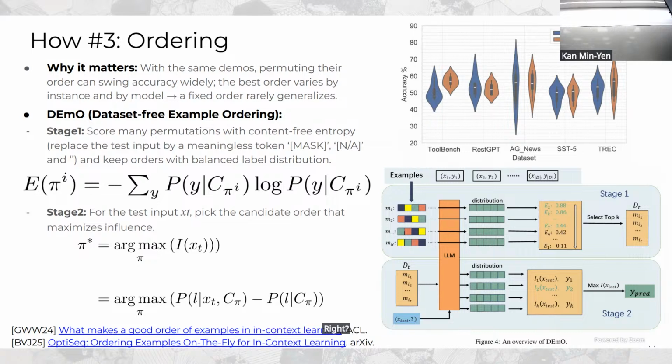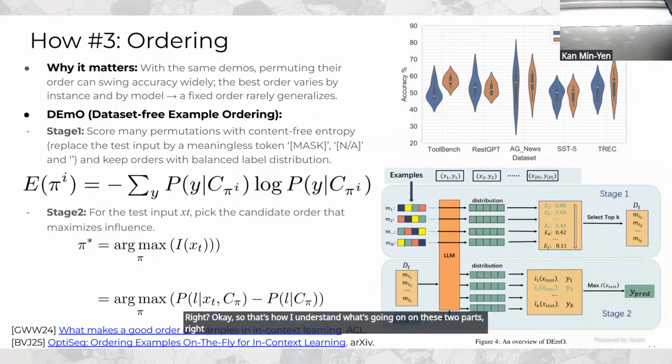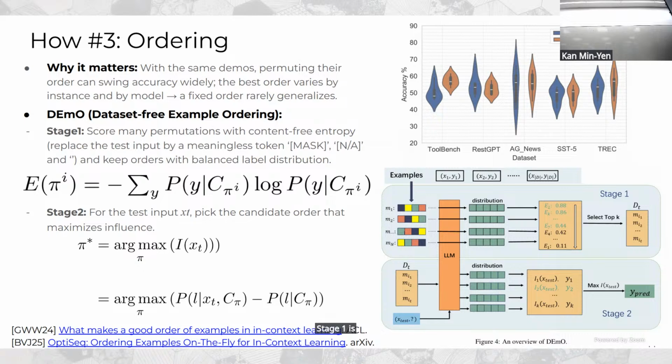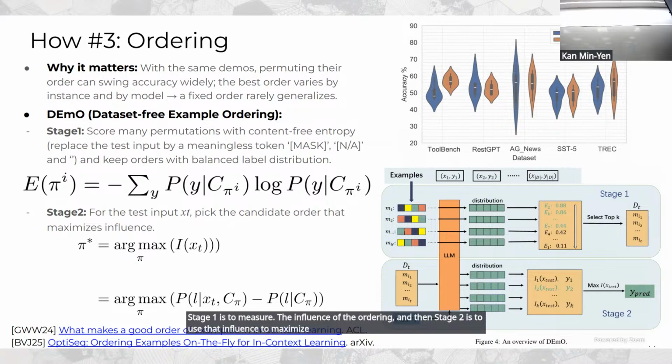Okay, so that's how I understand what's going on in these 2 parts, right? Stage 1 is to measure the influence of the ordering, and then stage 2 is to use that influence to maximize that the correct prediction is output.